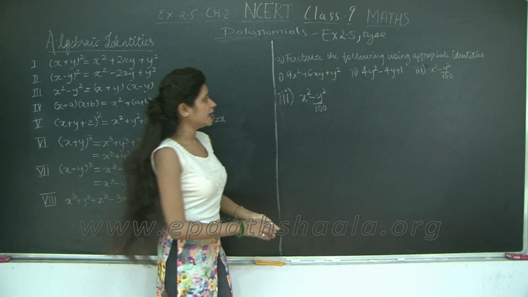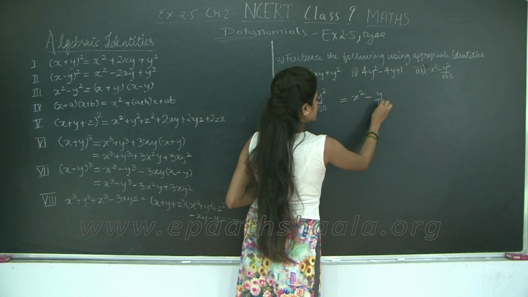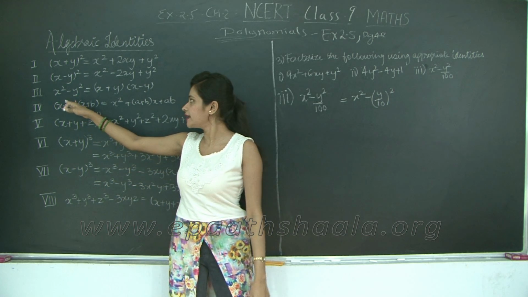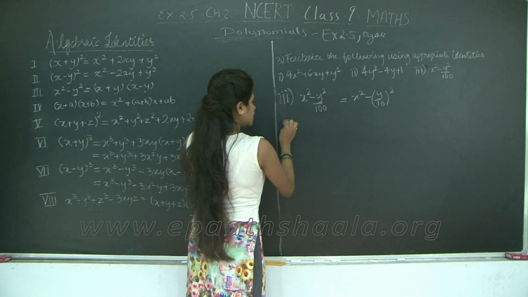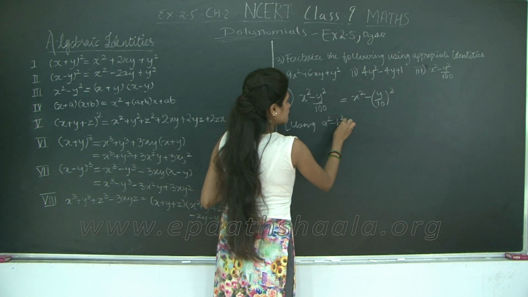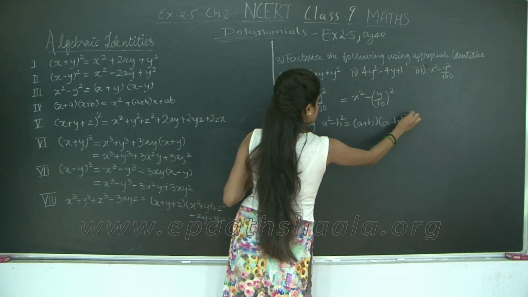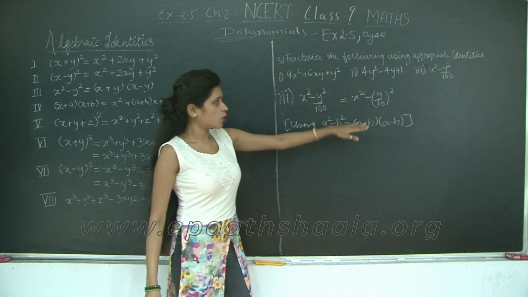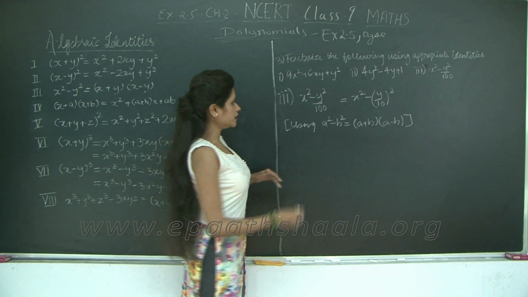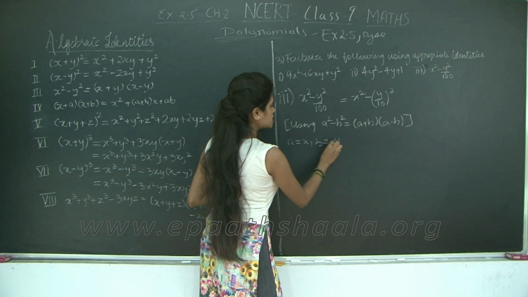But what do we do about the 100? Let's see, we can rewrite this as x square minus y upon 10 the whole square. Now does it resemble x square minus y square, which is identity number 3, right? So I am going to say using a square minus b square is equal to a plus b into a minus b, right? So what I have done is rewritten my identity in the form of a and b instead of x and y, right? Therefore, I have a is equal to x and b is equal to y upon 10.